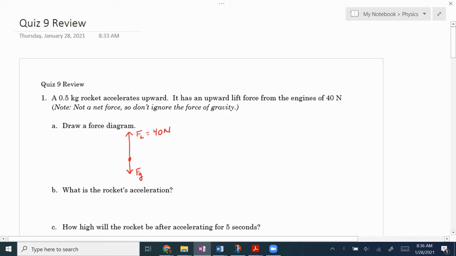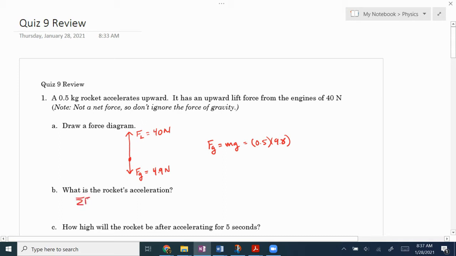So it's a little model rocket, not a big, huge rocket. While we're here, we'll find gravity. That's just mg, so m is 0.5 kilograms, g is 9.8, and you should get that the force of gravity is 4.9 newtons. Okay, so what is the rocket's acceleration?